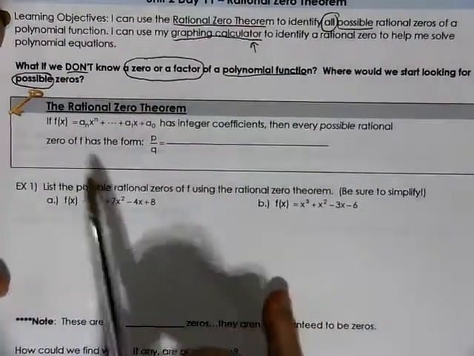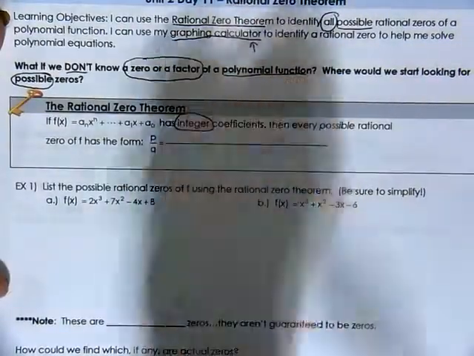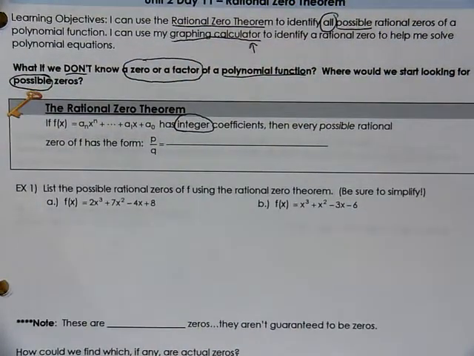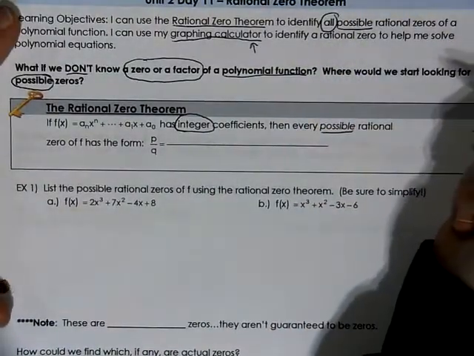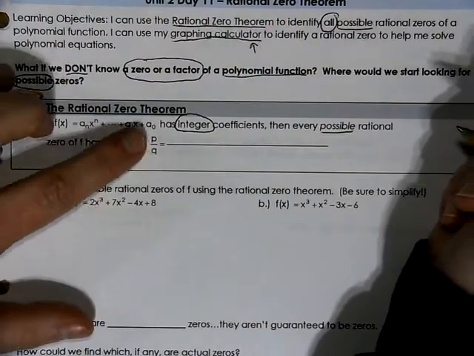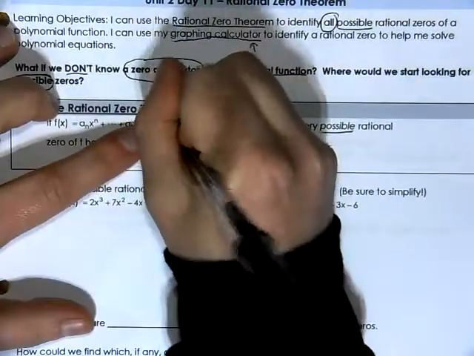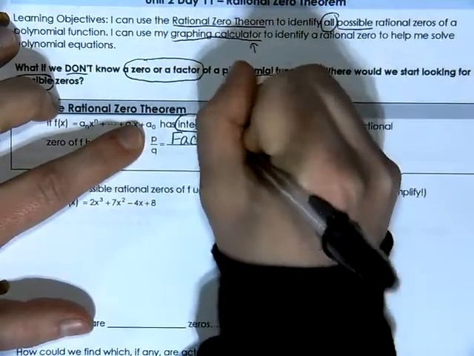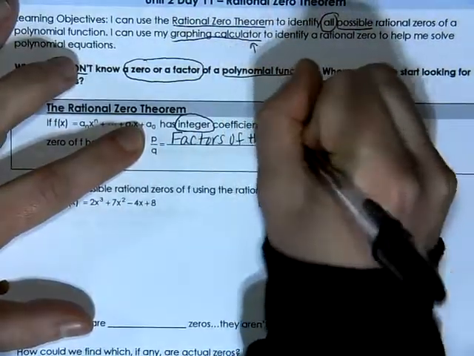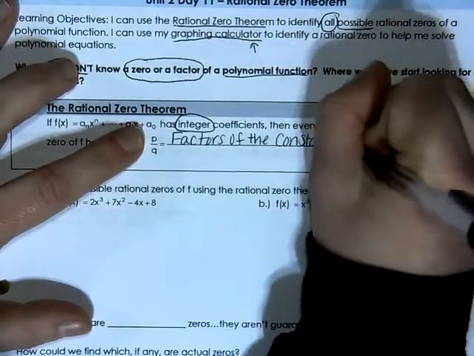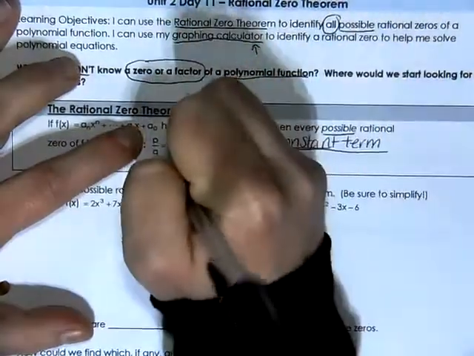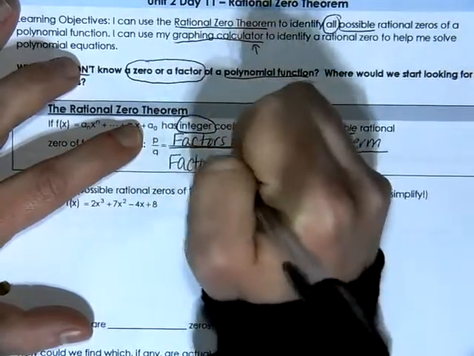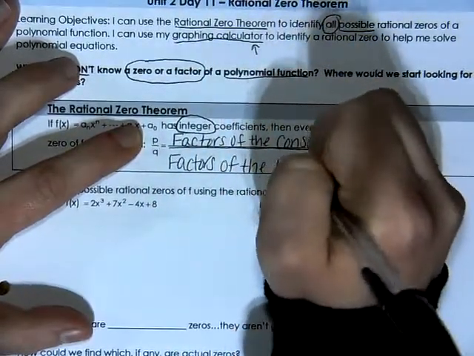The rational zero theorem says that if you have a polynomial that has integer coefficients, that means that all of the coefficients are positive and negative whole numbers, then every possible rational zero has the form of P over Q. And what P represents are all of the factors of the constant term divided by the factors of the leading coefficient.